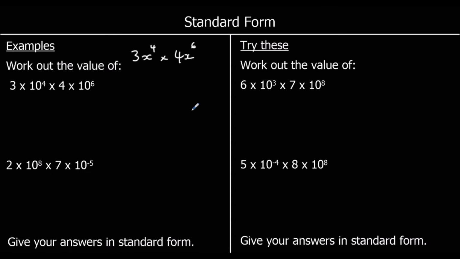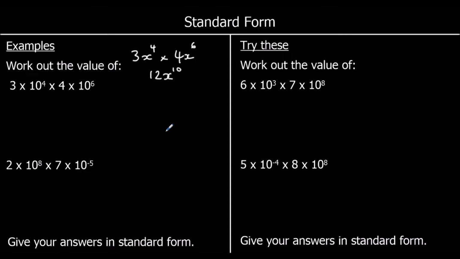So what we do here is we multiply the two numbers together and multiply the things of the same base together. So I'd have 3 times 4 is 12, and x to the power of 4 times x to the power of 6. 4 x's times together, times by another 6 x's. When we multiply, we add the powers. So I have 12x to the power of 10.